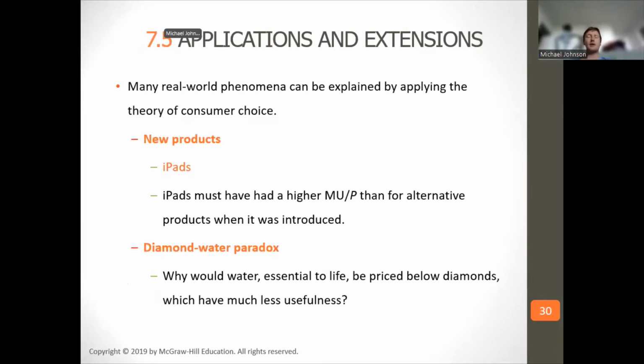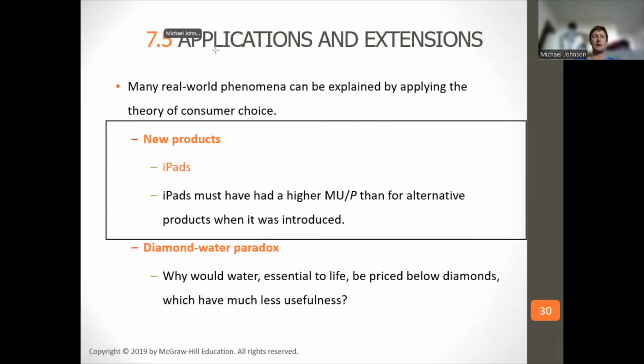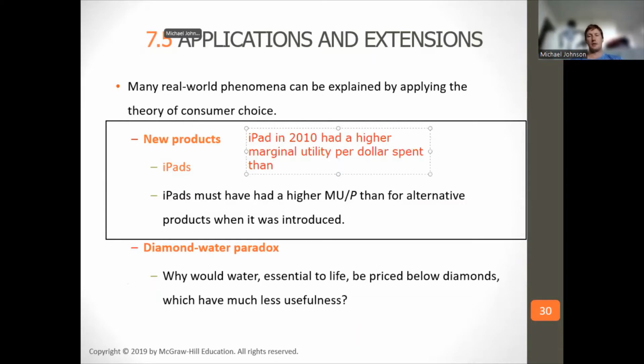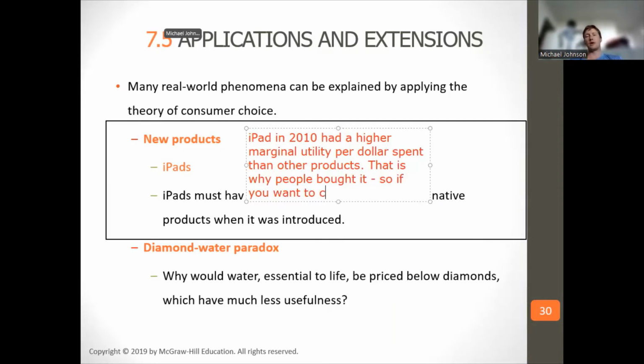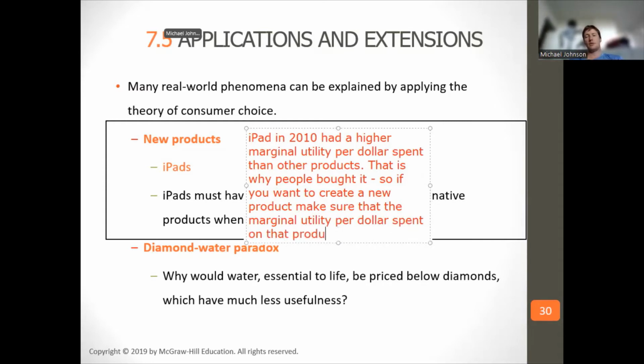So consumer choice can be shown through new products. In 2010, when the iPad was introduced, the iPad had a higher marginal utility per dollar spent than other products, so that is why people bought it. So if you want to create a new product, make sure that the marginal utility per dollar spent on that product for consumers is higher than the competition.